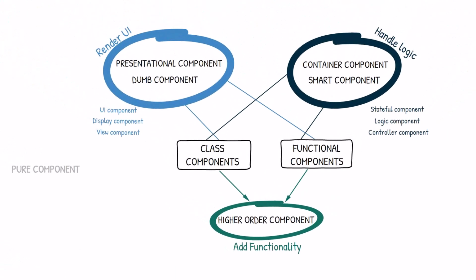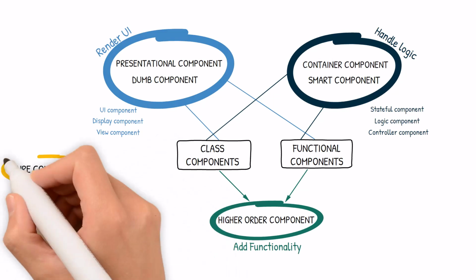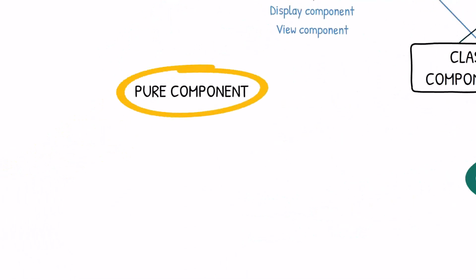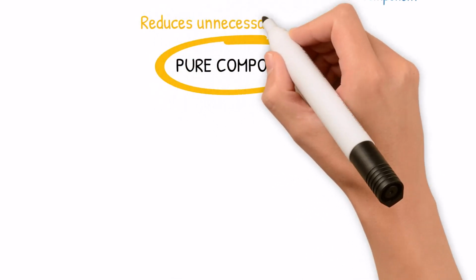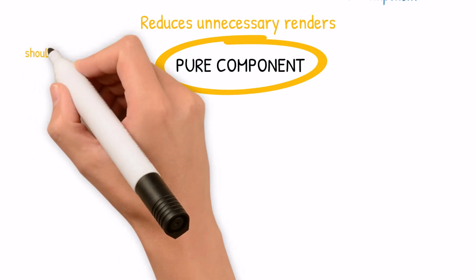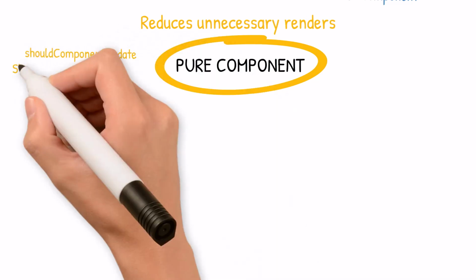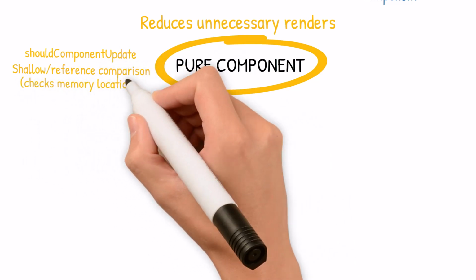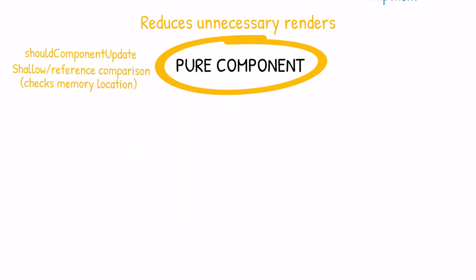Now, let's go back to those pure components. They truly represent a special type of components, which reduce unnecessary renders in our application. They use a method called shouldComponentUpdate for a shallow comparison of props and state. This checks memory locations, not values. If memory locations remain the same, a pure component skips re-render.